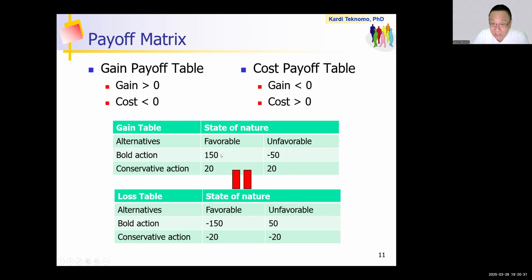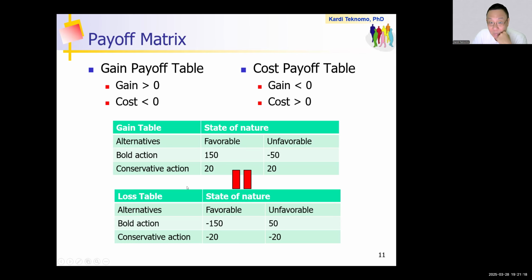Okay. So what is this number? These are the payoff. So you can either use a gain table or you can use a loss table. If you use a gain table, you will see here: if I take bold action and the condition is favorable, I will get 150. If I take bold action and the condition is unfavorable to me, then I will lose 50. Negative means loss in a gain table. If I take conservative action, so basically I do nothing, I will still get 20 if the condition is favorable, and the same, I will get 20 if the condition is unfavorable to me.